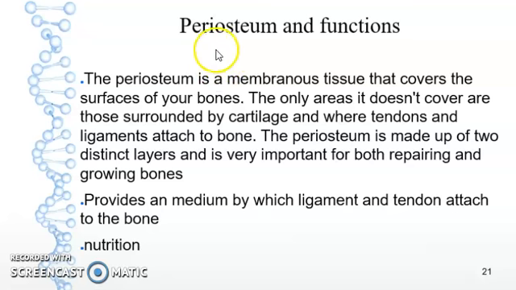So what is the periosteum, guys? The periosteum is a membranous tissue that covers the surfaces of the bone. The only areas it doesn't cover are those surrounded by cartilage, where tendons or ligaments are attached to the bone. Periosteum: see guys, peri and osteum. Peri means peripheral, osteum means the bone. So here you can understand the point. The periosteum is made of two distinct layers, which is very important for both repairing and growing of the bones. It provides a medium by which ligaments and tendons attach to the bone. So it also provides nutrition.